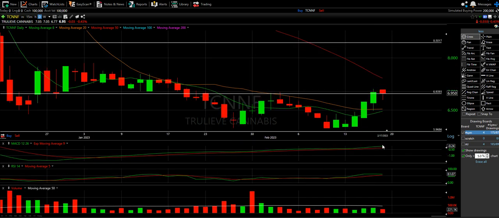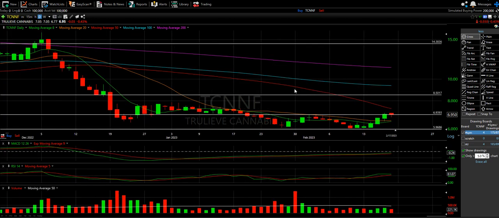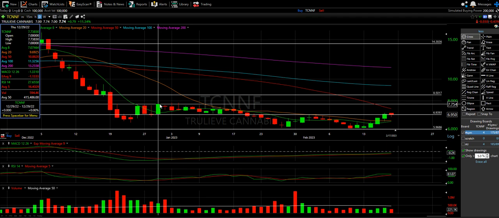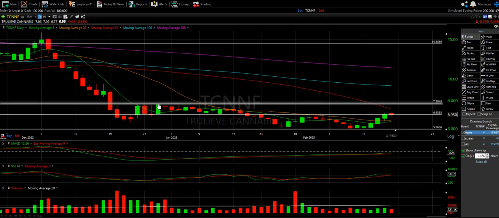I like that the MACD is kind of taking up a little bit actually. Wish the RSI was a little better, but hey, we're at least going with an uptrend. So yeah, this is an interesting chart. And look, it's a little bit over the 50. I'm going to drop this line right here.